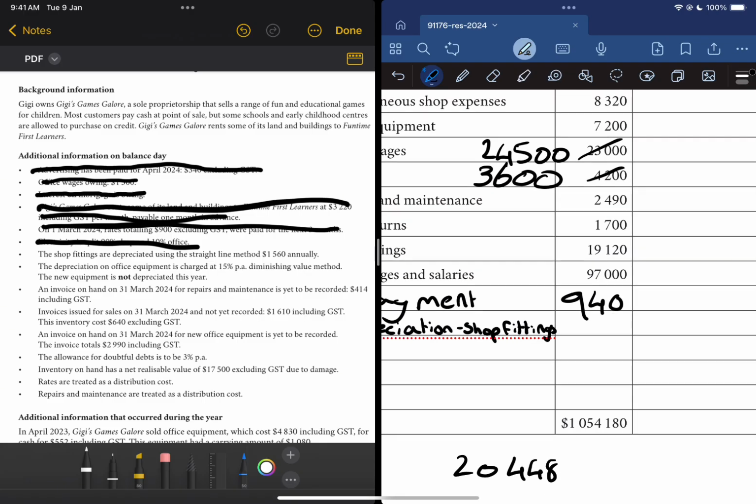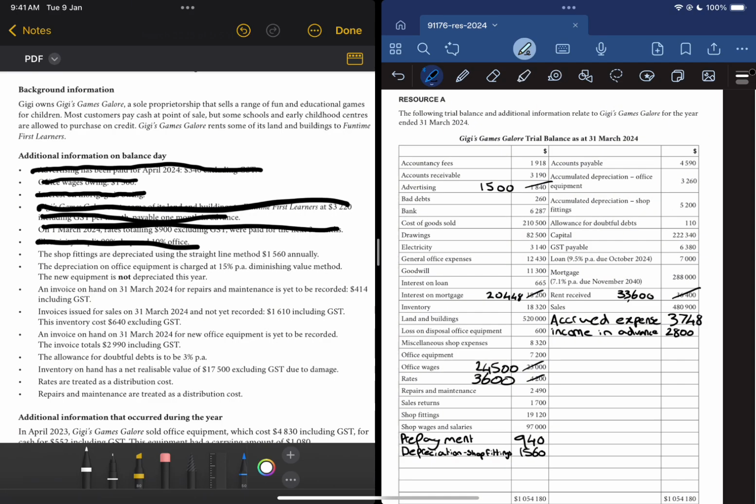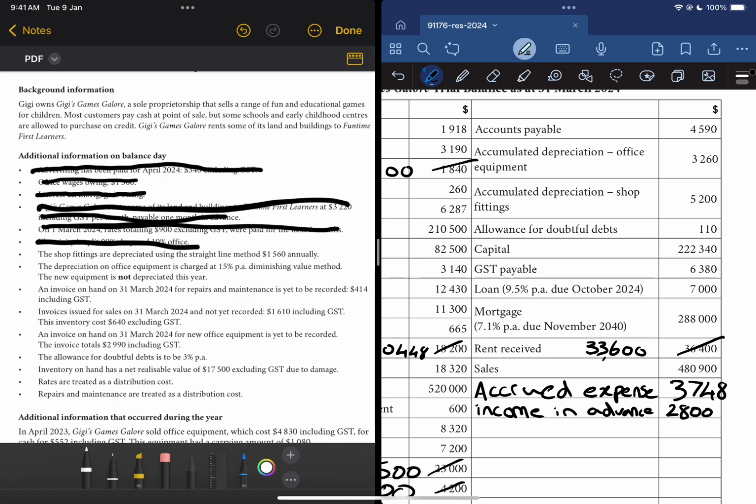We don't even need to do any calculations just because they give us the number, so that is 1560. And then when we come over to this side here, we're going to increase accumulated depreciation, which is a liability. So what we're going to do, guys, is we're going to go 5,200 plus 1560, okay? And that's going to give us 6,760. So we can cross this line out here and we can go 6760. And then just like that, guys, that is another bullet point done.